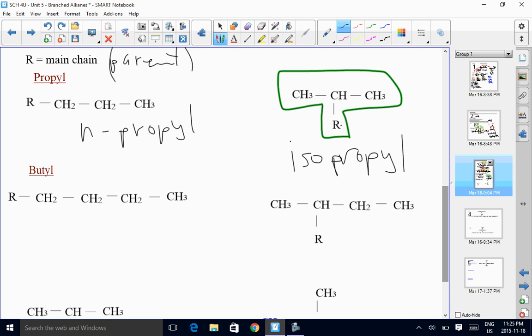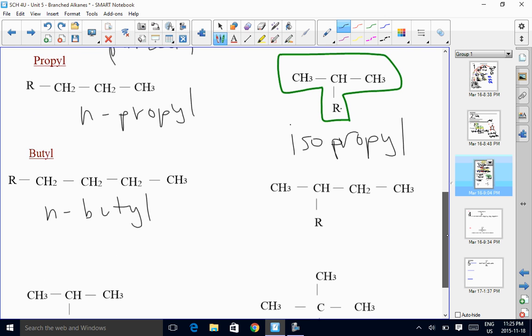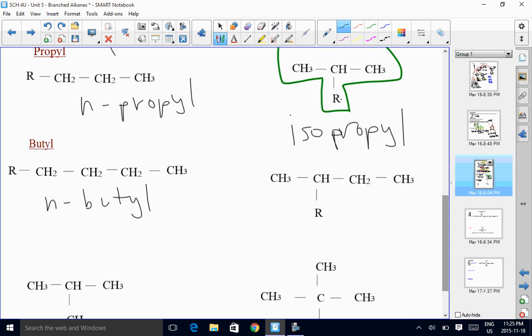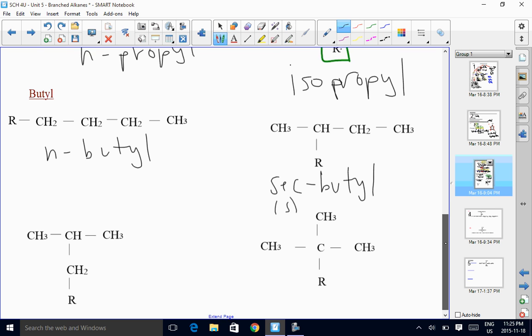Next are the butyls. So this is called N-butyl. It's connected to the first carbon. That's how you normally would connect it. The next one right here is connected to the second carbon. So this is called sec-butyl. Sometimes it's known as S-butyl. So you can say S-butyl or sec-butyl.